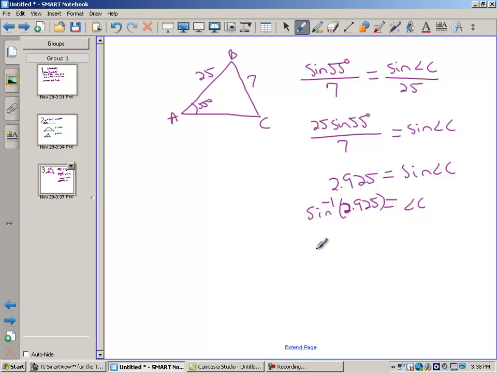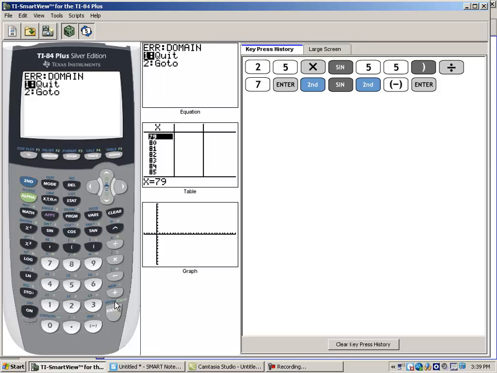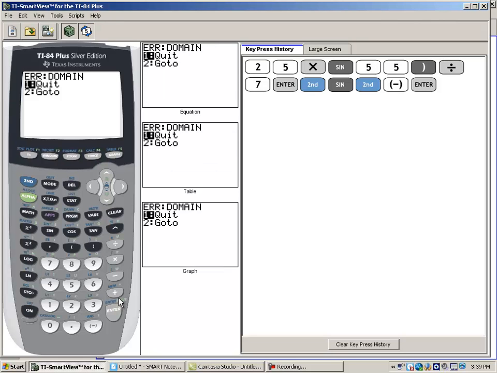Anyway, if we try to arc sine 2.925, some of you might be saying, wait a minute, you can never get an answer that's bigger than 1 or smaller than -1 for sine, so if I try to arc sine 2.9, there might be a problem, and there is a problem. You get this on your calculator. This is your hint to know that this triangle is impossible.